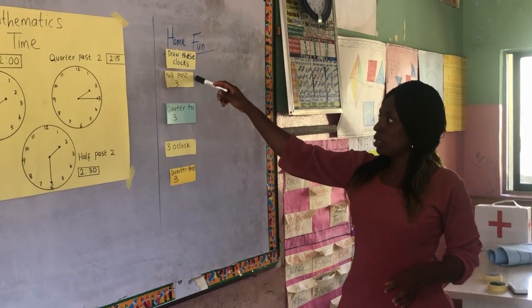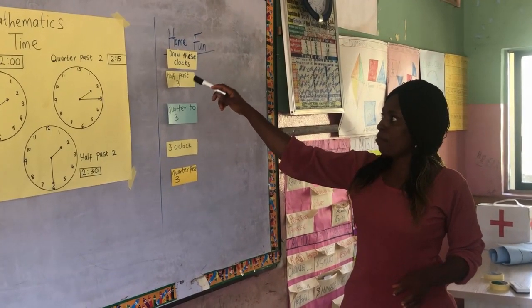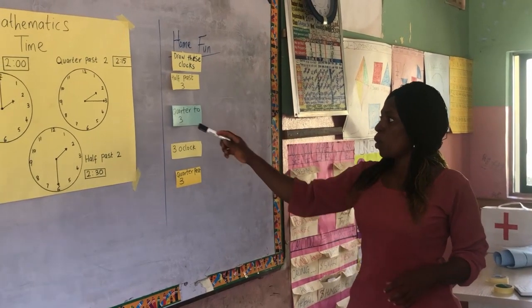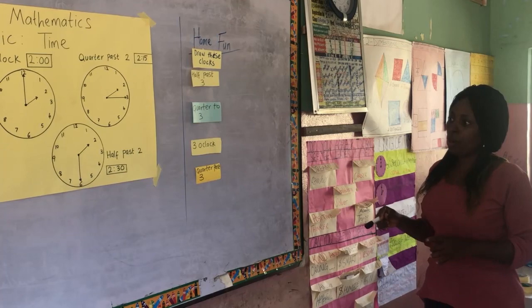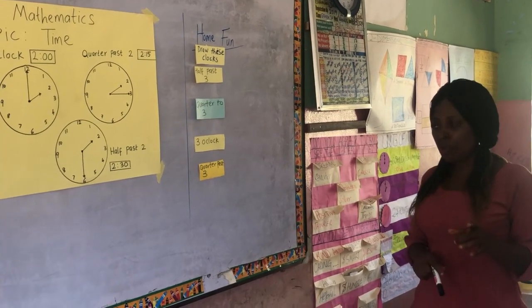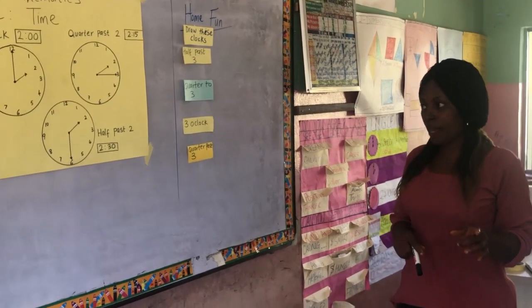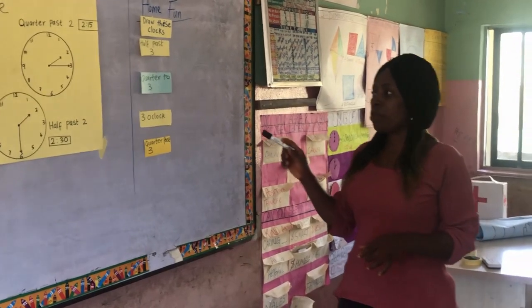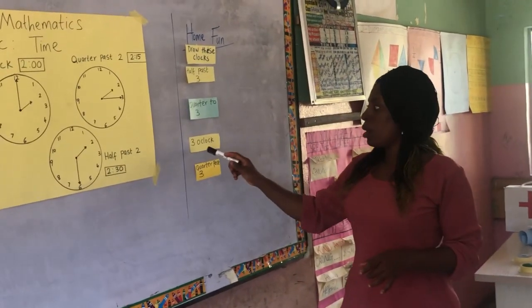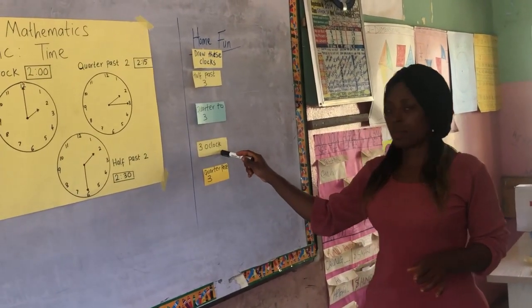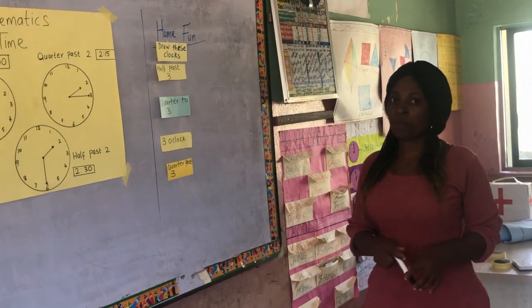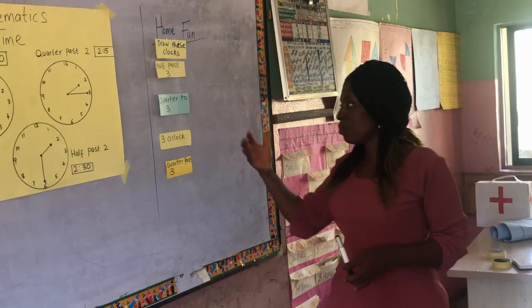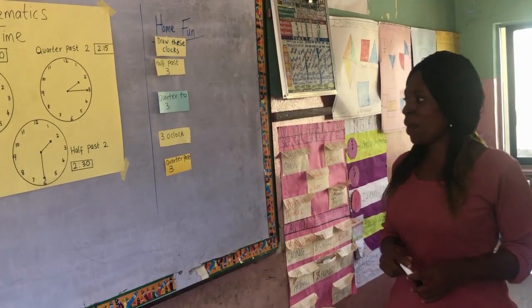I would like you to do this. Try this at home. 3:30, 2:45. 2:45 means your minute hand will move and point at 9, while the hour hand is pointing at 3. 3 o'clock and 3:15. So I wish you try this and let me know how it goes.